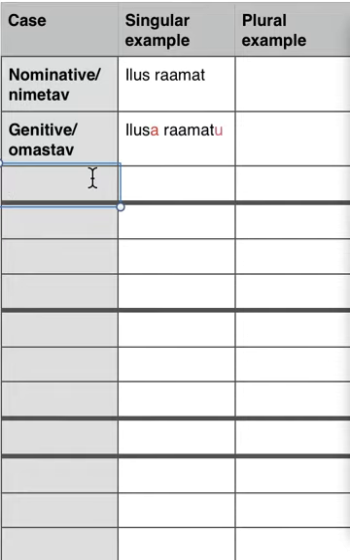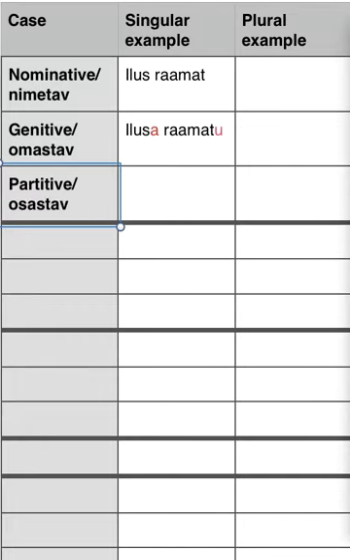The next case, and the last case that we're going to focus on in this lesson, is partitive. In Estonian, this is osastav. These two cases are very similar by name, so don't mix them up. M comes before S. It's also the same in the alphabet, so you can remember this by that. Also, G comes before P.